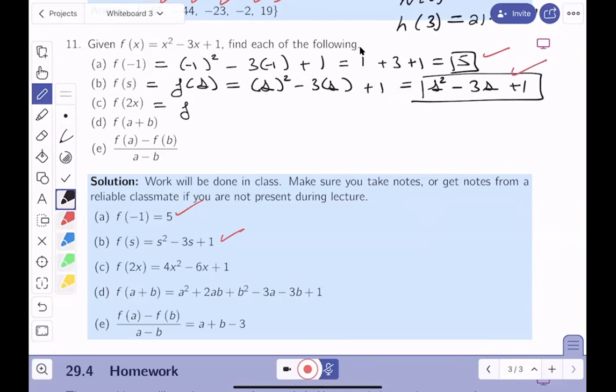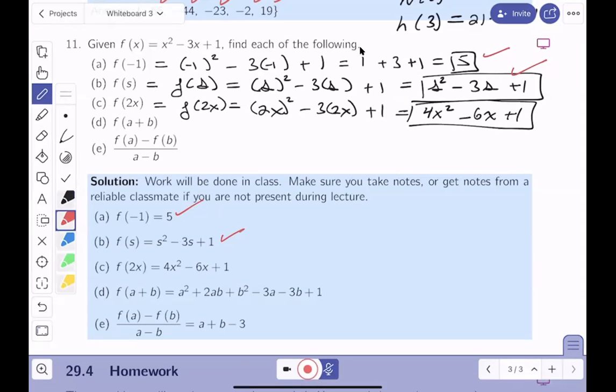Let's do the next one. That's F of 2x. Parenthesize the variable and plug it in. What do you get there? 4x squared minus 6x plus 1. Check the key.